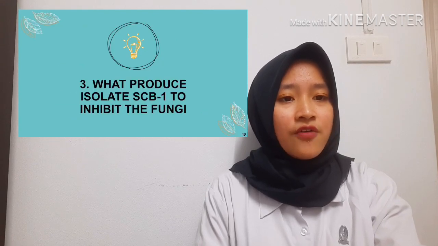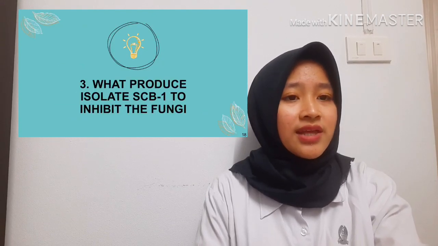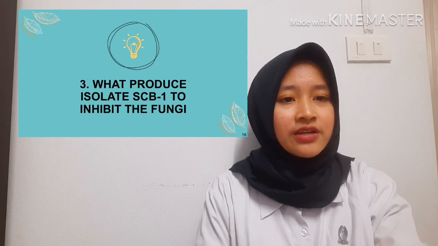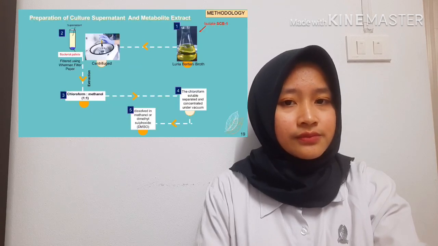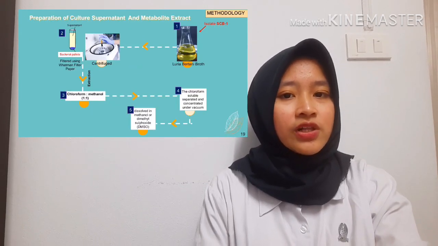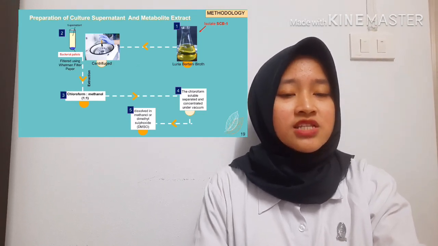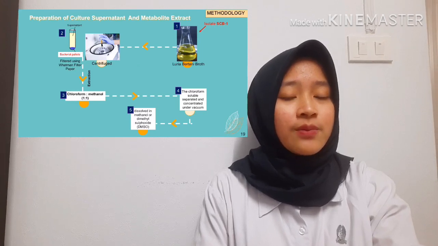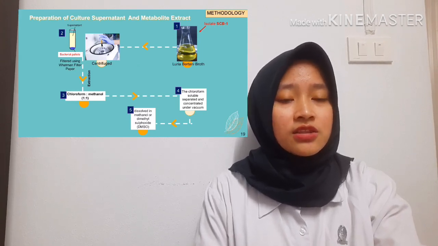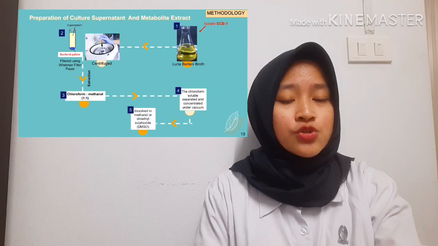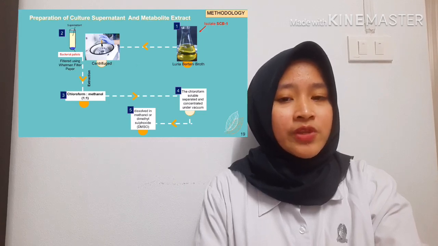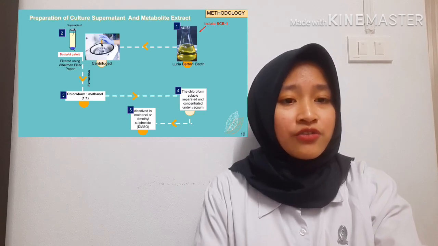The last section of the method is what makes isolate SCB-1 inhibit the fungi. They do the preparation of culture supernatant and metabolic extract. First, bacterial isolate SCB-1 is grown overnight in Luria Bertani broth. After that, they centrifuge it. After that, they collect the supernatant, and then the supernatant is filtered with Whatman filter paper.